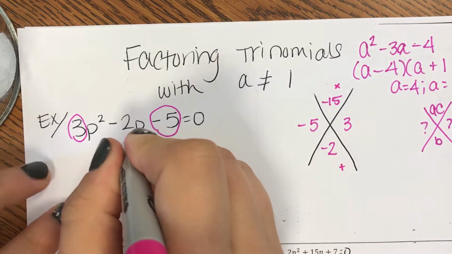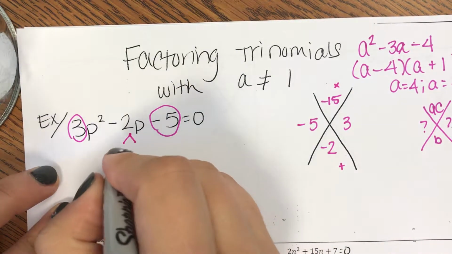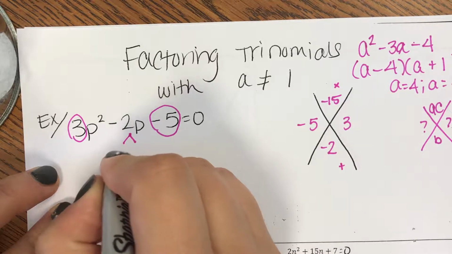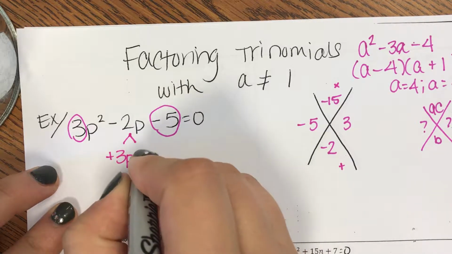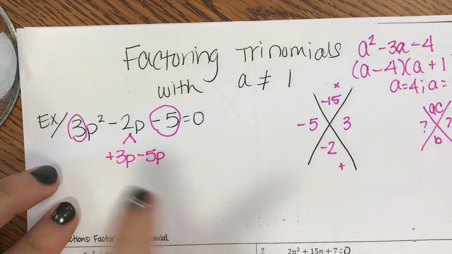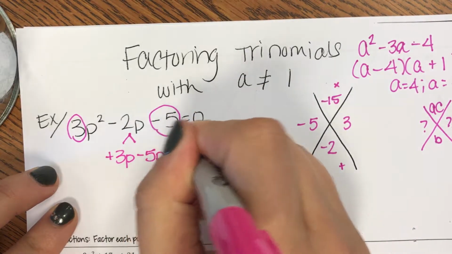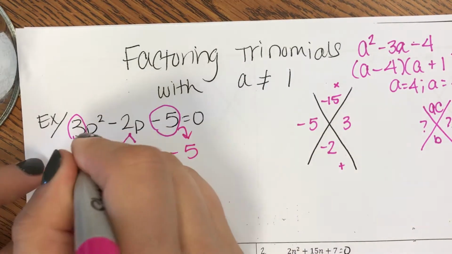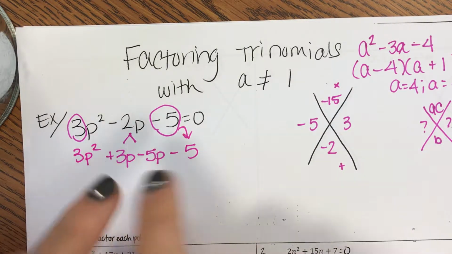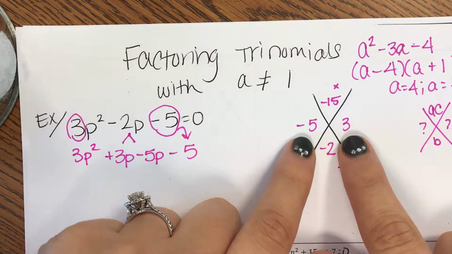The next thing we're going to do is take this -2p, and we're just going to rewrite it as +3p and -5p, right? Because this still equals -2p. Then you're going to bring down the -5 from here and the 3p squared from here. These 2 numbers, 3 and -5, are coming from right here. If you're wondering why I switched them, pay attention to the next step.